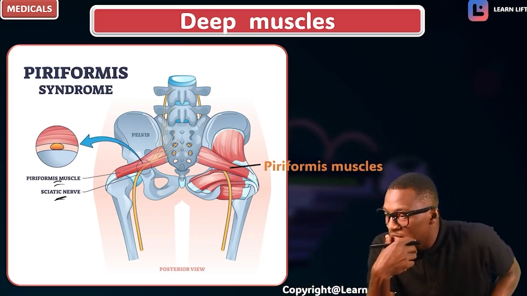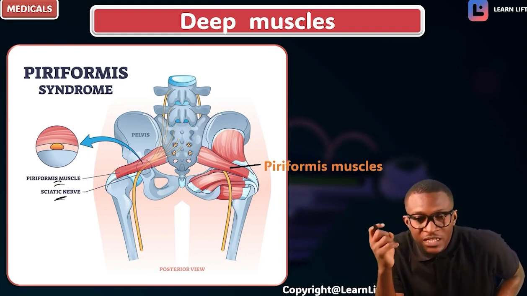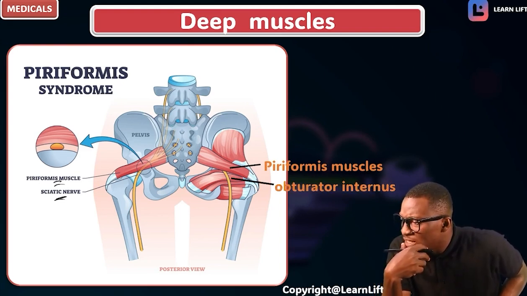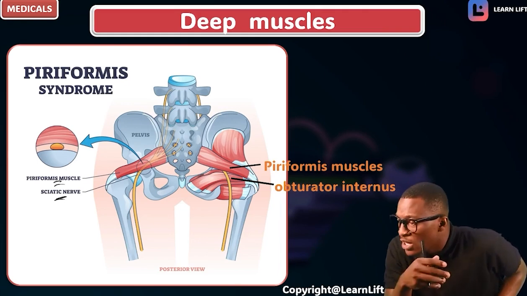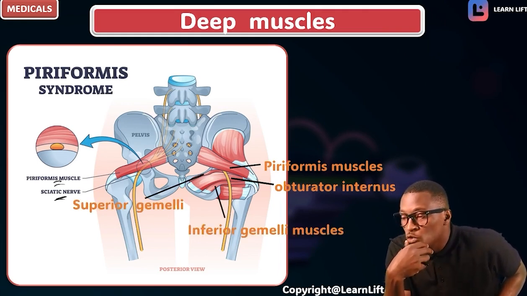Now let's label them. We said this is the piriformis muscle. True or false? That's the piriformis muscle. And we said this is called the obturator internus muscle. You can see that the obturator internus muscle is dividing the gemelli into two. We call one the superior gemellus, and we call the other the inferior gemellus.